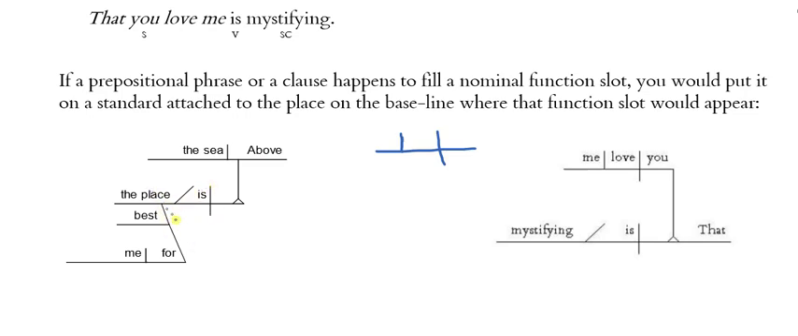Modifiers will go underneath the things that they modify. So best modifies the place. And then the preposition for me has an object. And so that will go under the noun that it modifies. And the preposition will go first, line, and then the object of the preposition here.